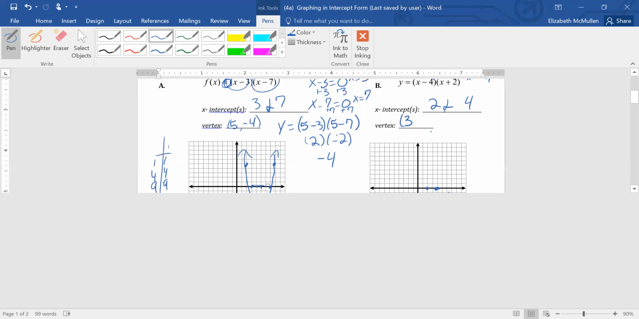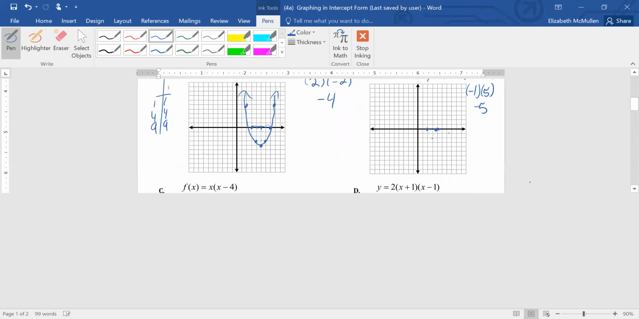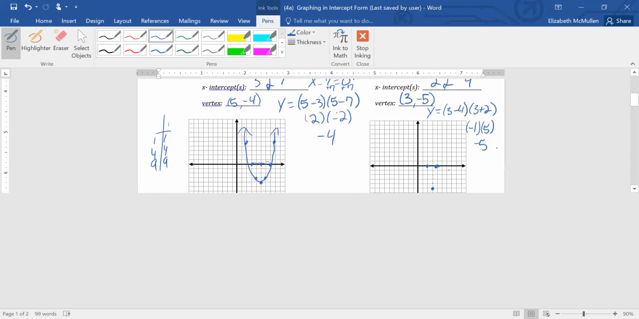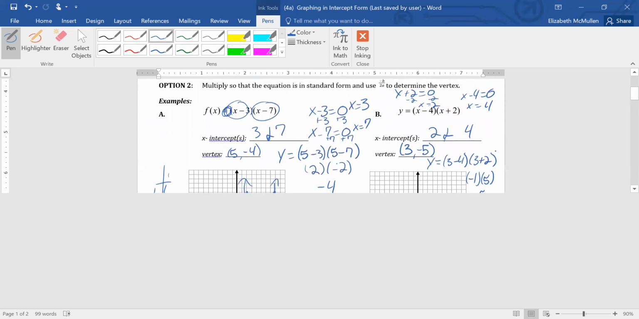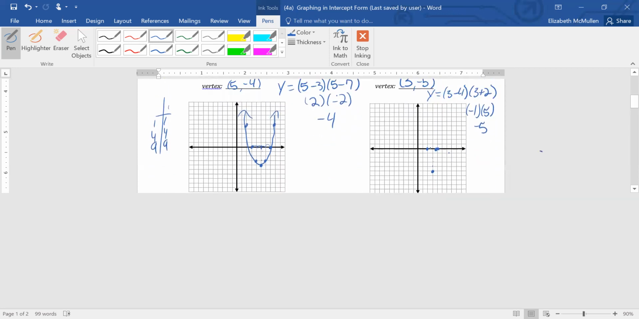So let's plug 3 in. So y equals 3 minus 4 times 3 plus 2. Well, 3 minus 4 is negative 1. 3 plus 2 is 5. Negative 1 times 5 is negative 5. So my coordinate for my vertex is 3, negative 5. So 1, 2, 3, 4, 5. There we go. Same 1, 4, 9 table. Actually, we don't even need to do a 1, 4, 9 table, do we? We have 3 points, right?